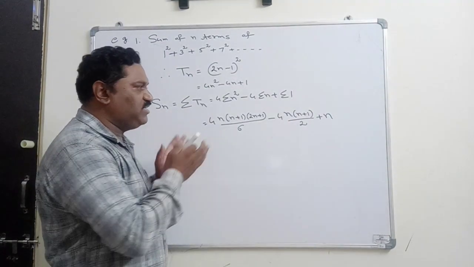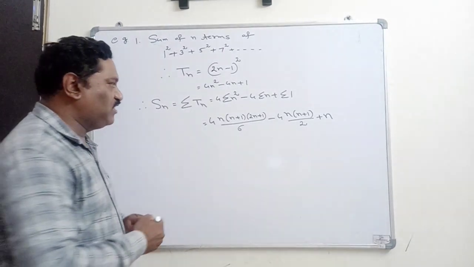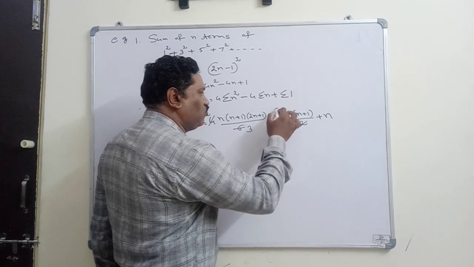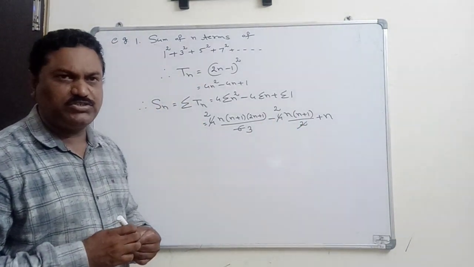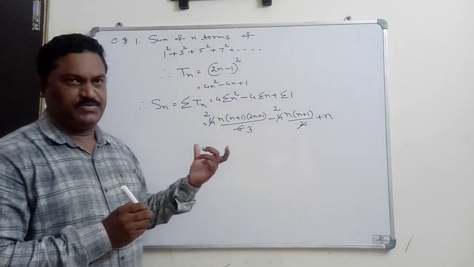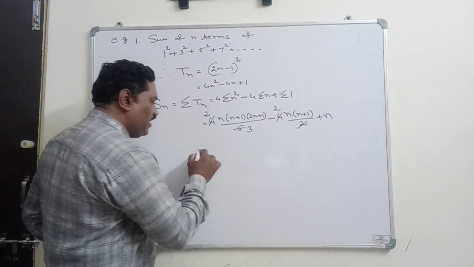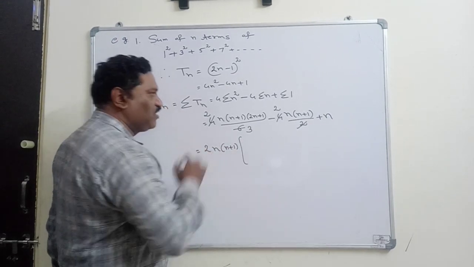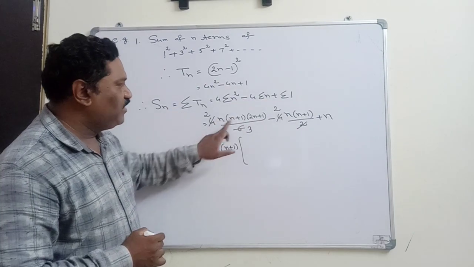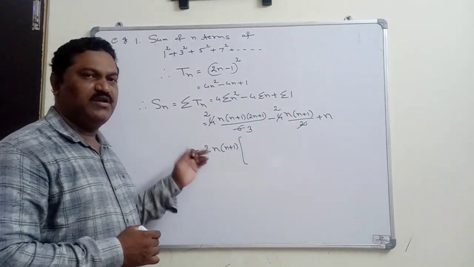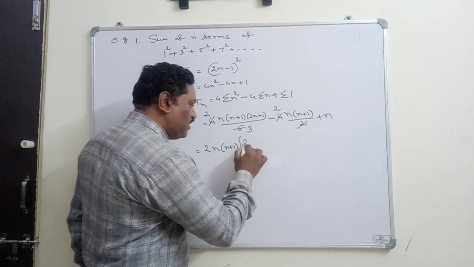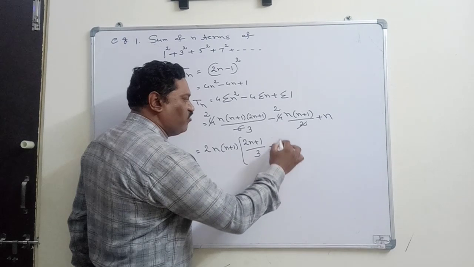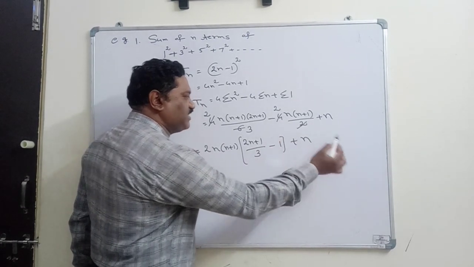Now we have to simplify this value carefully. For simplifying that, just observe here, the 2s get cancelled, the 3s get cancelled. First, take the common from the first 2 terms. From the first 2 terms, we can take 2 into n plus 1 as the common: 2 is common, n is common, and n plus 1 is also common. The remaining thing is 2n plus 1 by 3, minus 1 by 1, plus this third term, write it as it is.